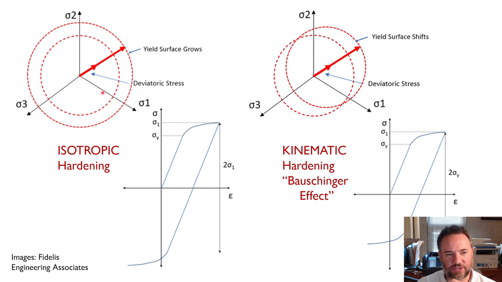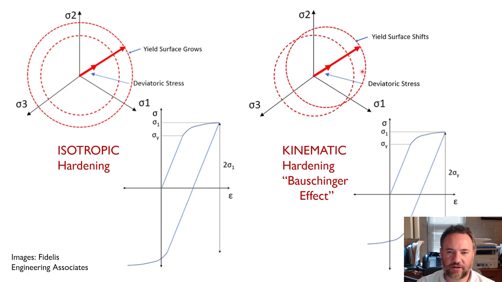Okay, but if we're just looking at 1 degree, then if I go in this direction, once I exceed yield, then it pushes the yield surface out, which means it increases the yield strength. And isotropic hardening means it increases the strength basically in all three dimensions, in all 3 degrees. Okay, so that's isotropic hardening. So steel O1 can only do isotropic hardening. Steel O2 can also do kinematic hardening.